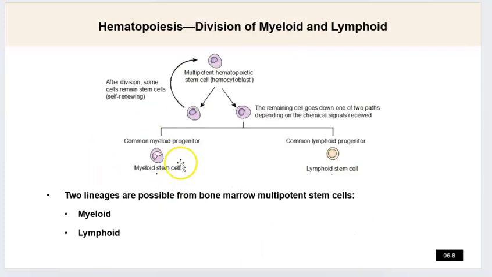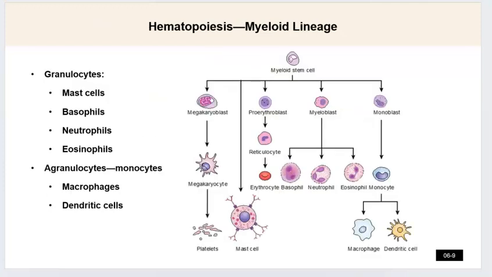So right here is where we have this myeloid stem cell. So remember, we started off with this very early hematopoietic stem cell, the HSC. It split. We're going to follow this myeloid pathway now. Okay, so we're in the myeloid pathway. So we have granulocytes, and under the granulocytes are mast cells, basophils, neutrophils, and eosinophils. And then agranulocytes are our monocytes, the macrophages and the dendritic cells.